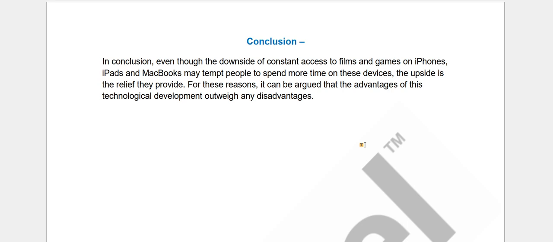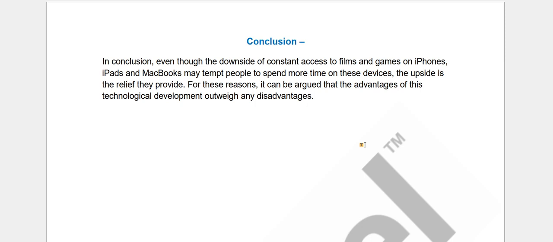In conclusion, even though the downside of constant access to films and games on iPhones, iPads, and MacBooks may tempt people to spend more time on these devices, the upside is the relief they provide. Now, what we have done here, if you can see it, is we have paraphrased smartphones, tablets, and laptop computers with these words: iPhones, iPads, and MacBooks.